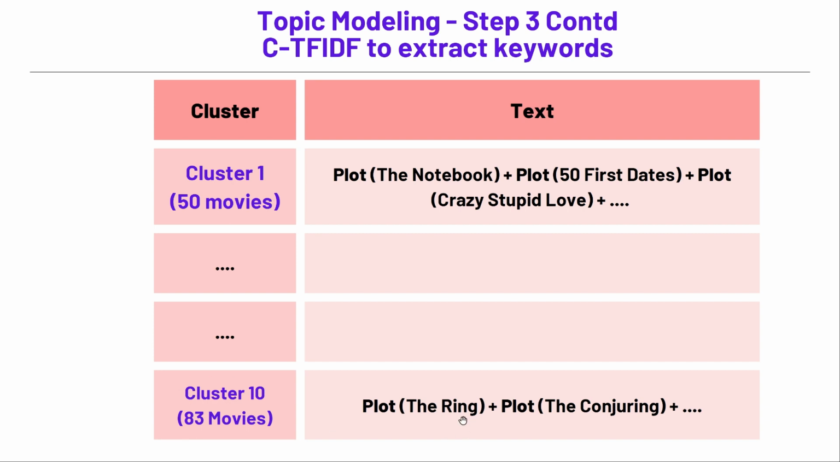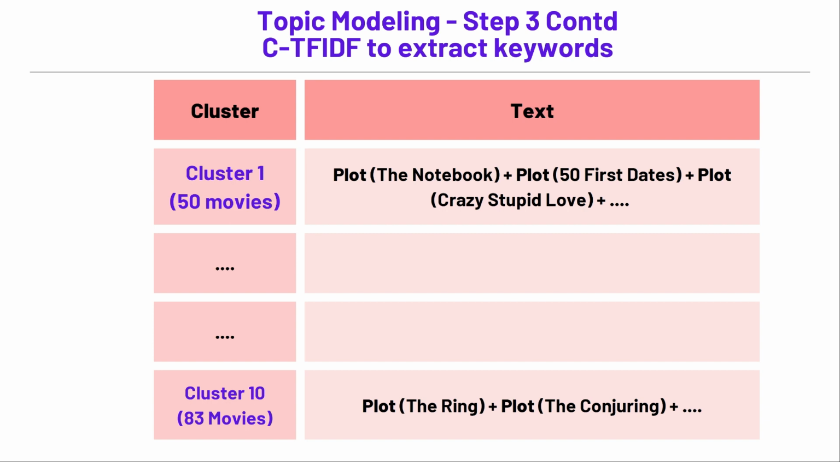Similarly, cluster 10 mostly represents horror, so we are going to get the movie plot of The Ring and then The Conjuring, and we are just going to append all the 83 movie plots together and create one single long text. Our goal is to identify the top keywords within each cluster. Since we have the text that is the concatenation of all the movie plots, we can use TF-IDF among the clusters themselves to identify the top keywords.